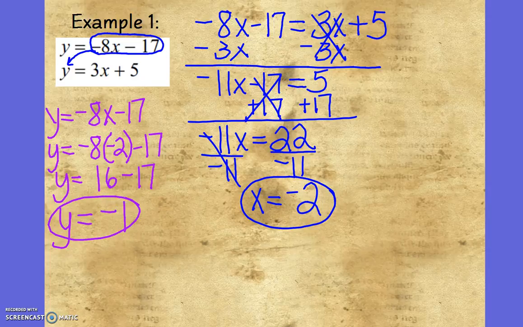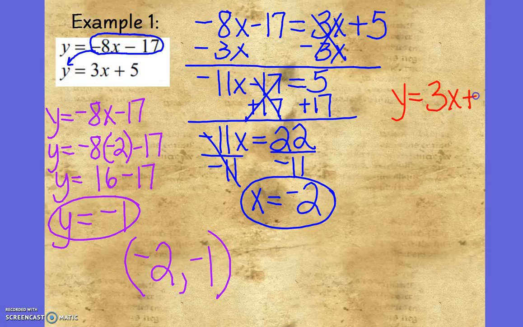So, in our solution, our x is equal to negative 2, our y is equal to negative 1. We write that as an ordered pair, negative 2, negative 1. If we were graphing this, that is the point where these two equations would intersect. Now I'm going to take the second one just to make sure that it works, or just to show you it doesn't matter where we go.